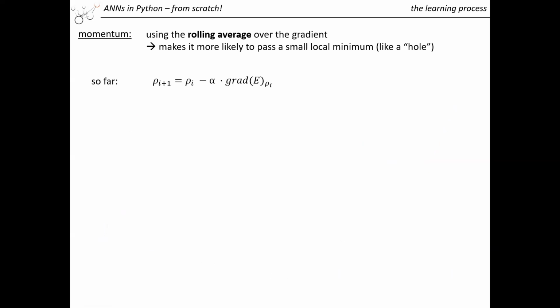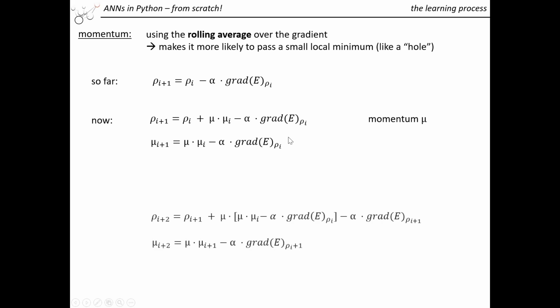So we have to add this to our standard gradient descent algorithm. So that's the gradient descent algorithm again. And now we just add this momentum mu. And for the iteration i plus 1, we multiply the old mu with the previous one. And the new mu is then just the previous mu minus gradient descent. And for the next step, so for i plus 2, we take this part here and multiply this again with mu. Then we have exactly what we discussed earlier, right?